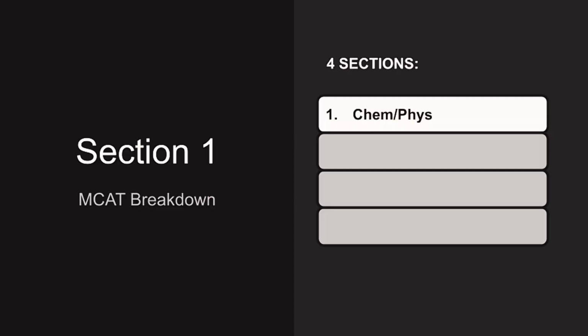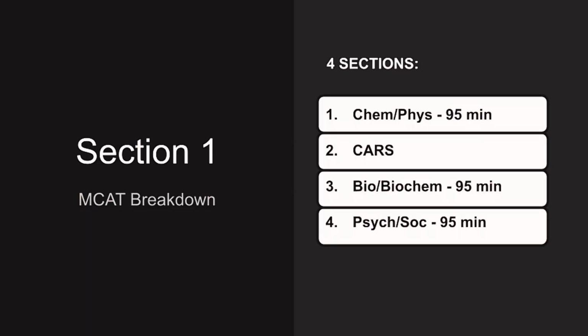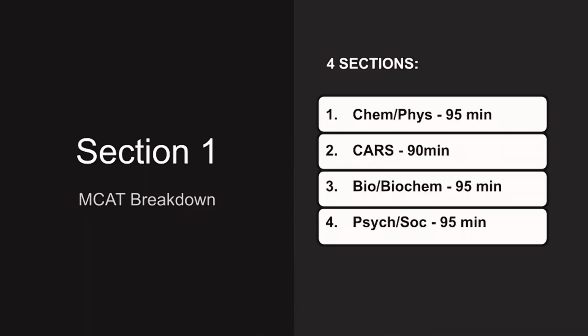So there are 4 sections on the MCAT. Sections 1, 3, and 4 are more content based. Those are going to be your chemistry, physics, your biology, biochemistry, and psychology, sociology. And then the second section is going to be CARS, or otherwise critical analysis and reading skills. So sections 1, 3, and 4 are going to be 95 minutes each, or an hour and 35 minutes. And section 2 is going to be 90 minutes, or an hour and 30 minutes, okay?